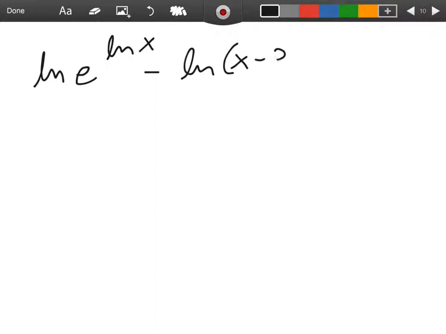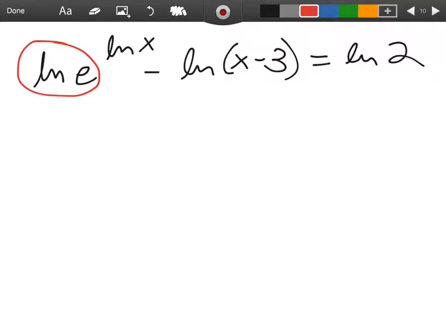Okay, last example. So we have the natural log of e to the natural log of x minus the natural log of x minus 3 equals the natural log of 2. Now right here, these are opposites of each other, so they undo each other. So if I put that in the calculator, all I get is the exponent, which in this case is just going to be the natural log of x.